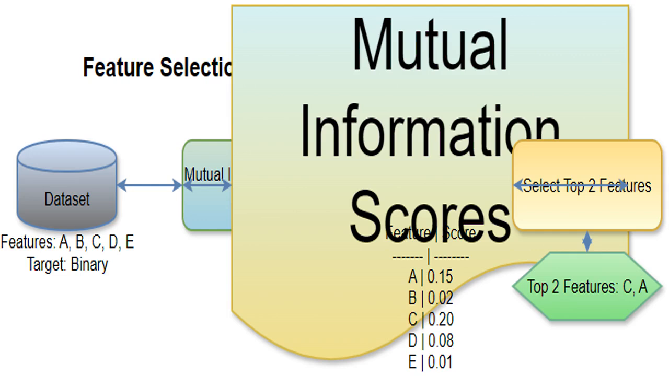I use Sklearn's mutual_info_classif function to calculate how much information each feature gives me about the target variable. A higher score means a stronger relationship. This helps me select the most useful features.